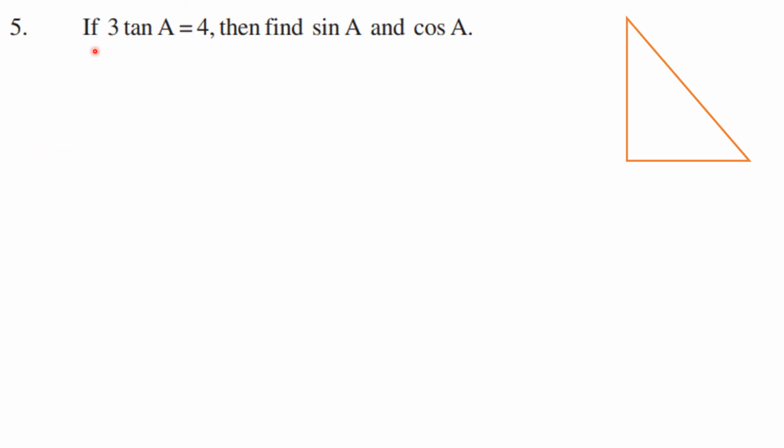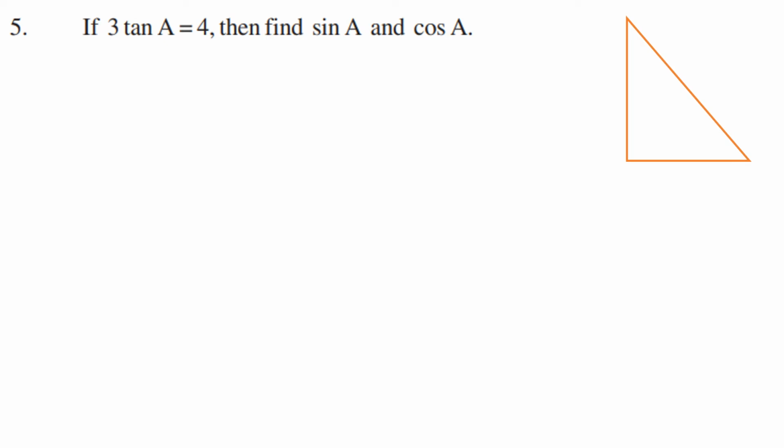Question number 5. If 3 tan A equals 4, then find sin A and cos A. So look here: 3 tan A equals 4. 3 tan A means 3 into tan A, right? So tan A equals how much? 4 by 3. If you transpose this 3 from this side to this side, it becomes divided. Divide that 4, so tan A equals 4 by 3.